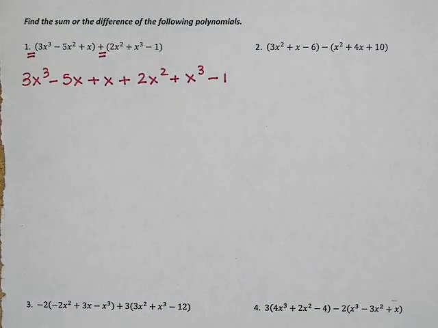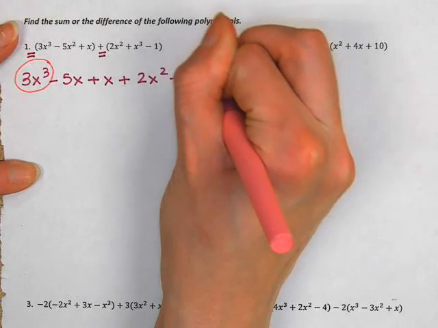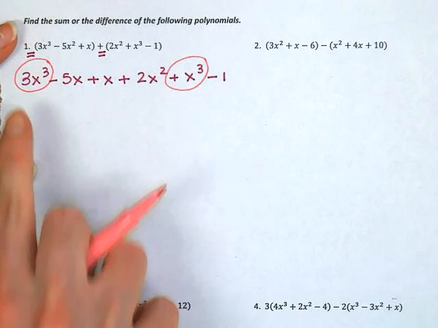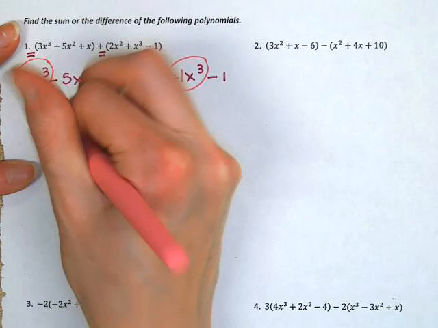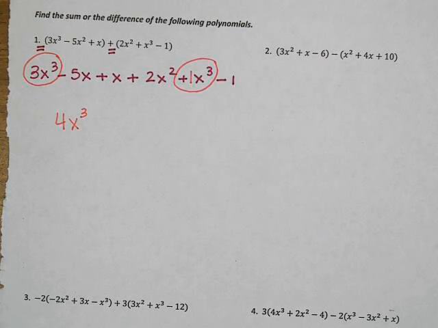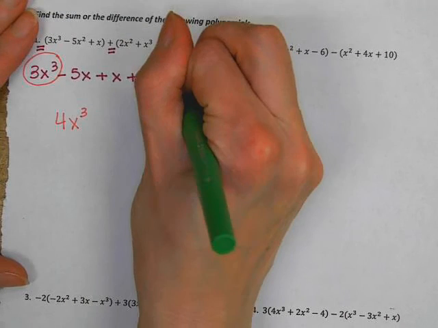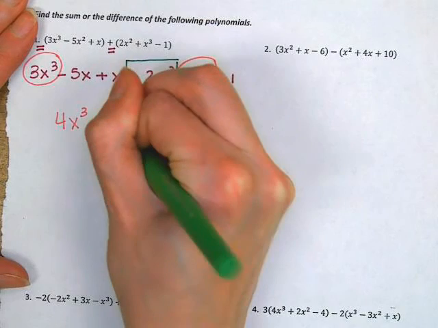Okay, this is what I think you guys called circles and squares. Let's combine all the like terms. So I'm going to circle all my cubed terms, and I'm going to add them together. 3 plus 1 would be 4. So we have 4 of the x cubed terms. And then I'm going to get all of the x squared terms. There's only one of them, so nothing to do. Just drop it down, plus 2x squared.